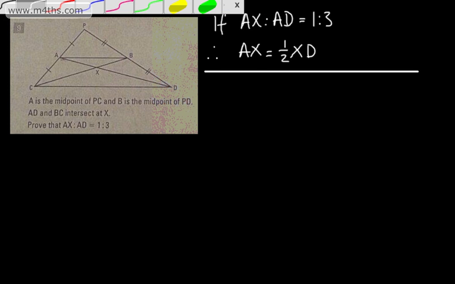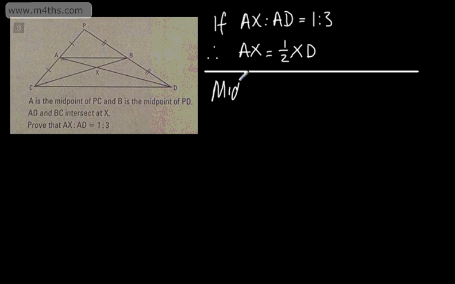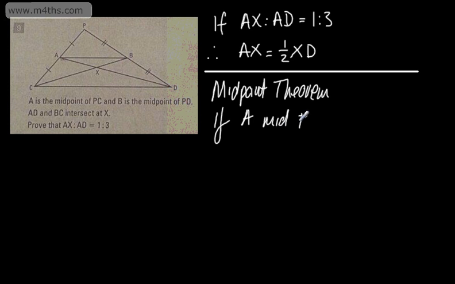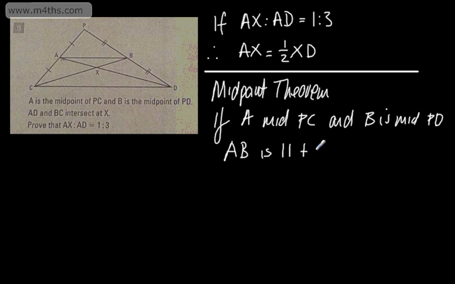Okay, what we can use here is the midpoint theorem. So I'm just going to jot down midpoint theorem. We can say now that if A is the midpoint of PC and B is the midpoint of PD, and you might want to write that out a bit cleaner, we can say from this that AB is parallel to CD and half the length. That's the midpoint theorem. You might want to put that a bit nicely in this way.